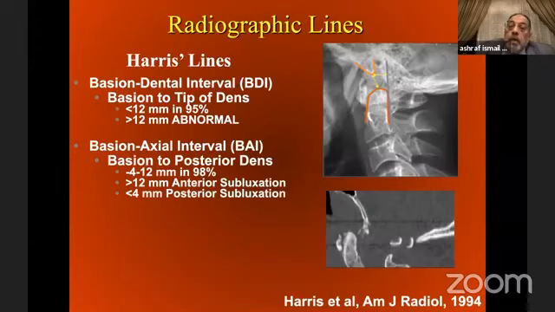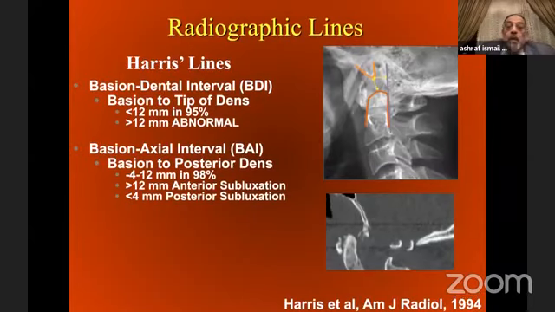The basion-axial interval, which is from the basion to the line parallel to the posterior wall of the odontoid process, is from 4 to 12 millimeters. More than 12 millimeters, there is anterior subluxation. If it is less than 4 millimeters, it is posterior subluxation.